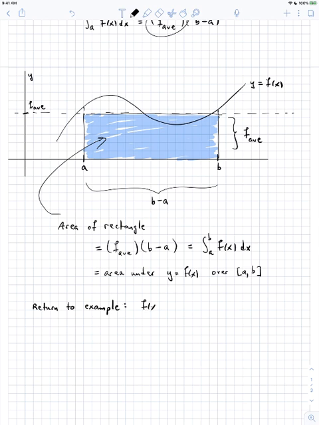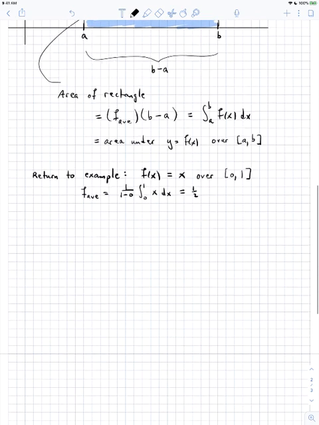So in this case, we're looking at f of x equals x over the interval from 0 to 1. So we already saw that the average value in this case, which was 1 over 1 minus 0 times the integral from 0 to 1, x dx, we computed this and saw that it was equal to 1/2. So let's graph this. We're looking at the graph of y equals x, so it's a line at a diagonal at a 45-degree angle with the axes. So it should look something like that.